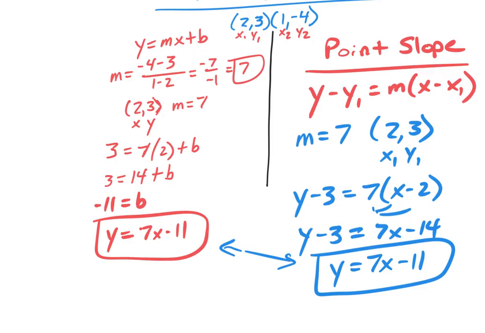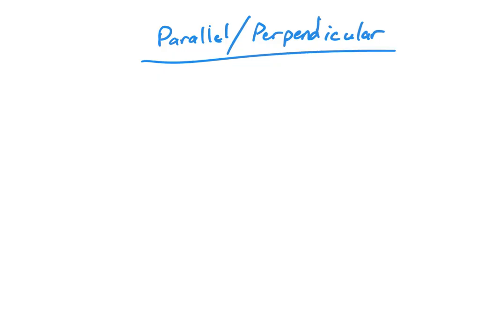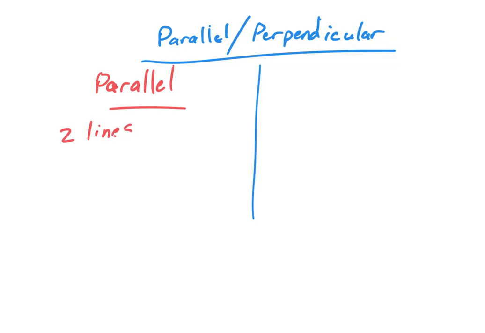All right. The other main topic today is parallel and perpendicular lines. Okay, if two lines are parallel, what do we know about them? Never cross. They never cross, okay? So, two lines that never intersect.